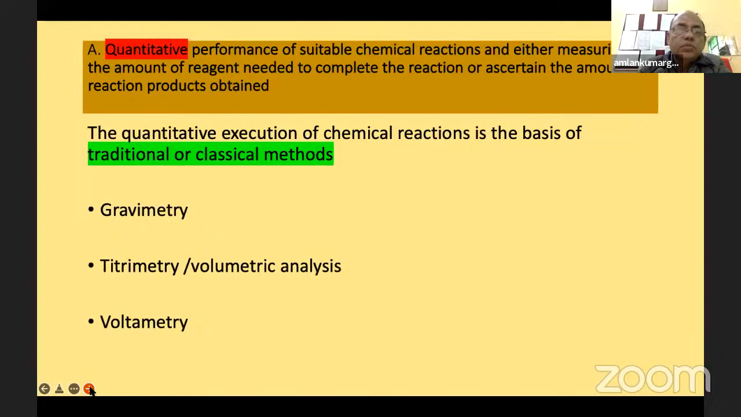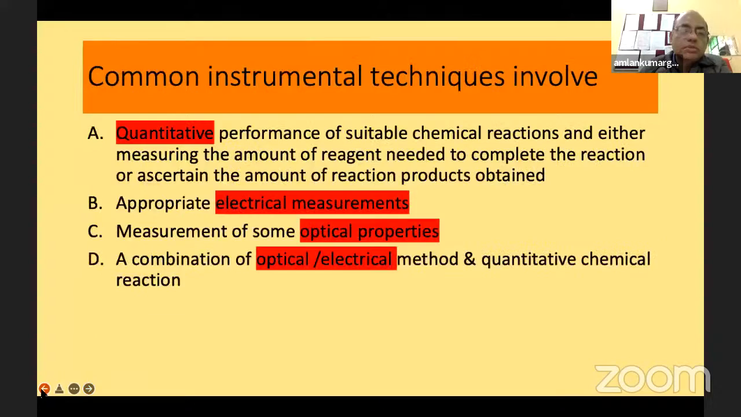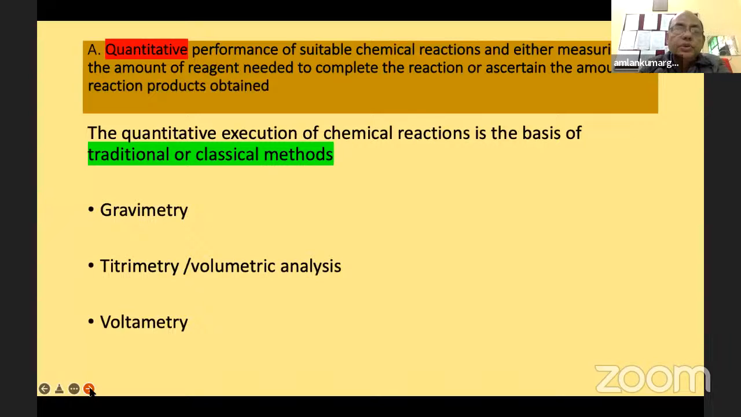In the first one, that is the quantitative, the first one, A, the performance of suitable chemical reactions. This is actually traditional or classical chemical analysis. Here, we add certain chemicals to get suitable reactions so that the reaction gets completed. And then we find out the amount of the products that are formed, or how much of the chemicals that we have added results in the formation of that product. So that is how quantitative chemical analysis is performed.